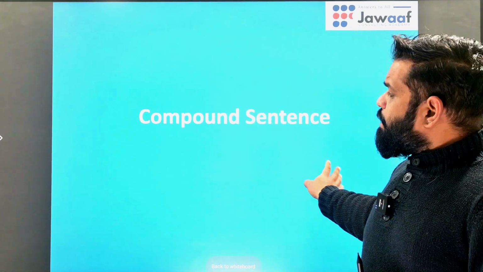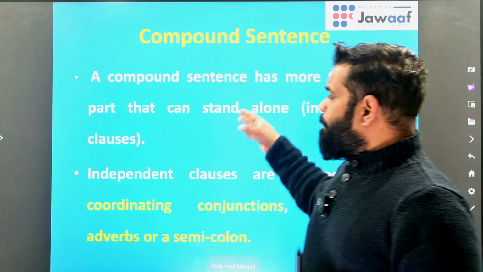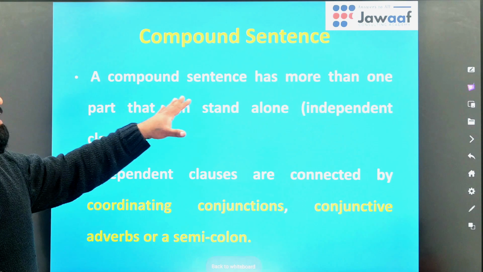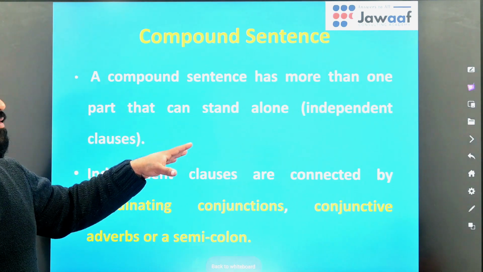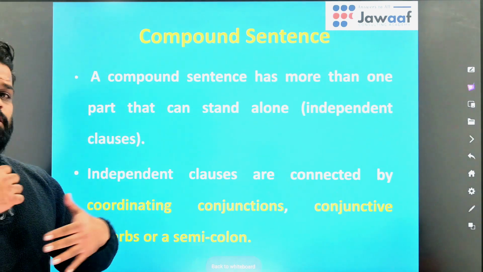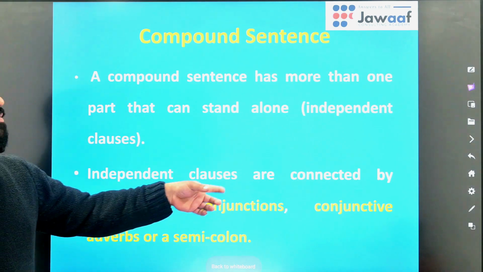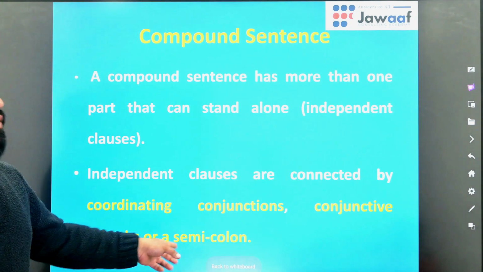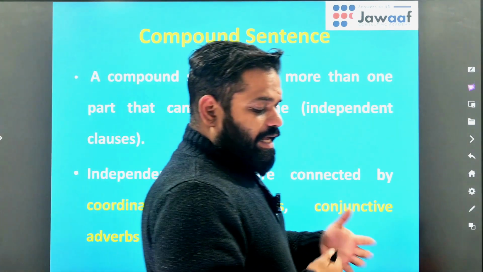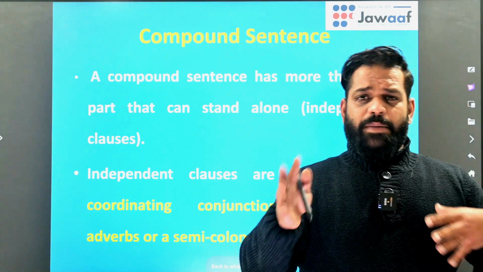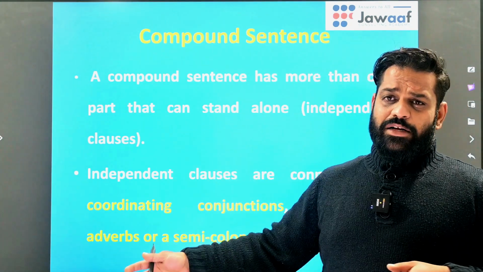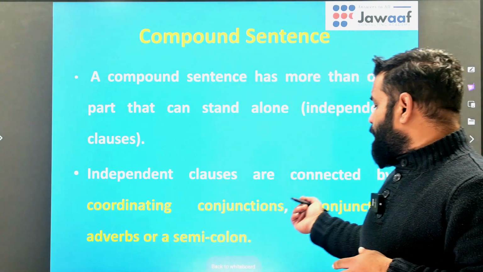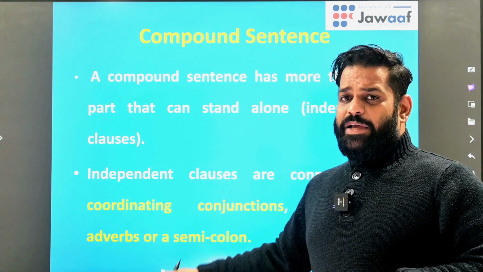Now, in the case of a compound sentence, basically, if we look at the definition, a compound sentence has more than one part that can stand alone. That means the independent clause. That means it has two independent clauses in this case. Independent clauses are connected by coordinating conjunctions, adverbs, or semicolons. Now, most of the time, people will teach you that they will only be joined by a coordinating conjunction. However, I'm here to tell you that's wrong. They can also be connected with a conjunctive adverb and semicolons as well.